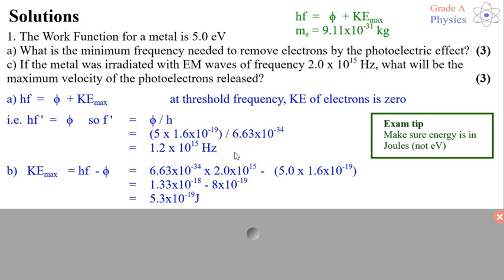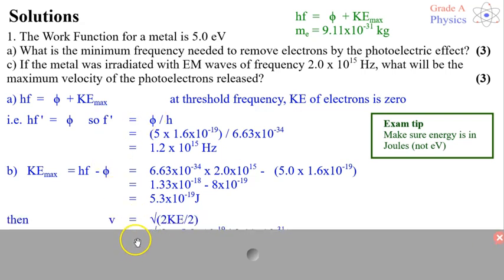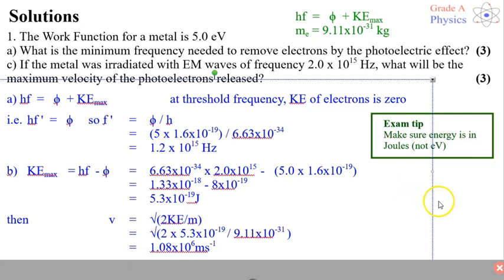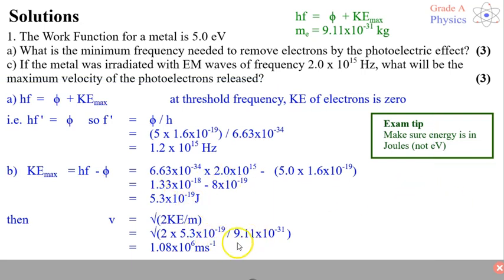Just be careful here. Very often students will calculate that and think that's the end of the question. Other questions may have said calculate KE max, but in this case, it says find the maximum velocity. So we know that kinetic energy is equal to half mv squared. So to make v the subject, rearrange: root 2 KE, that's divided by m, I think. I put a typo there. So we put in our values from before, and we should get this velocity here. That's going to be 1.1 × 10^6.